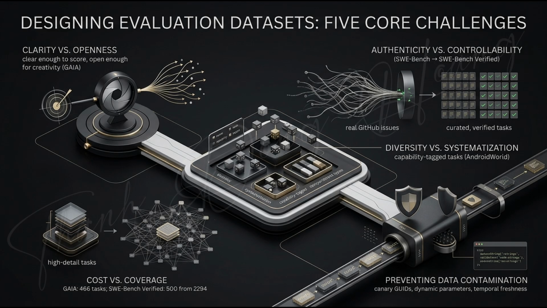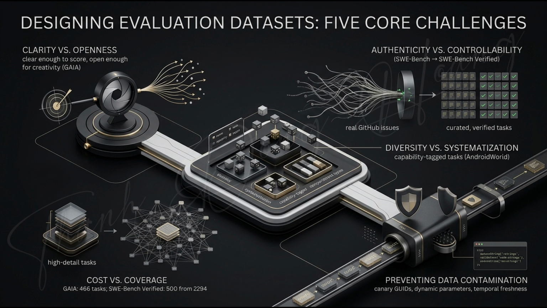Designing the dataset is where most of the real evaluation work lives. Five tensions come up again and again. First, clarity versus openness. Descriptions need to be clear enough to score reliably, but open enough that they don't stifle creative problem solving. Second, authenticity versus controllability. Real-world data is messy. So many teams start with raw examples and then curate a verified, high-quality subset. Third, diversity versus systematization. Tasks need to be tagged by the capability they test, so results reveal a profile of strengths and weaknesses, not just one number.